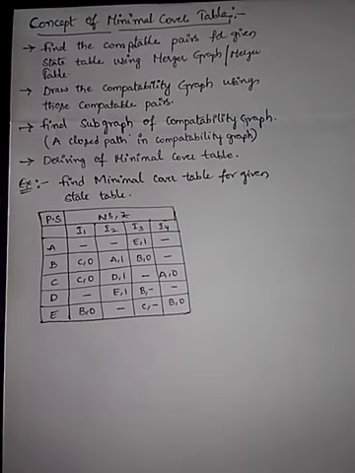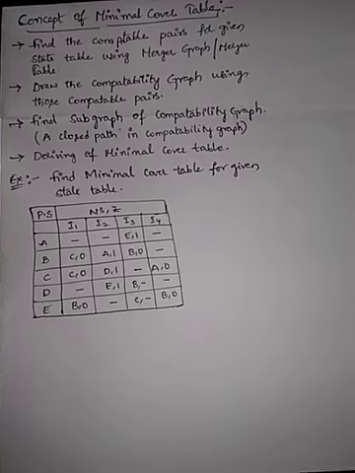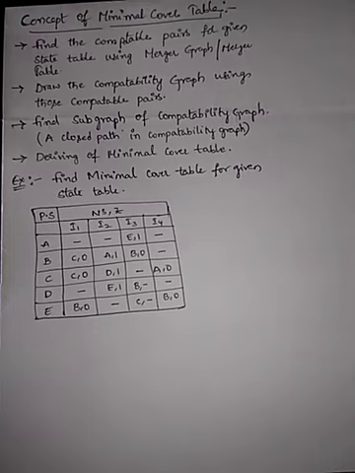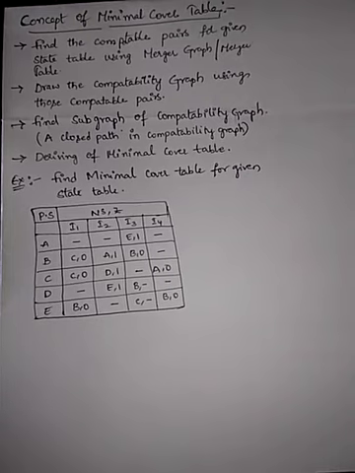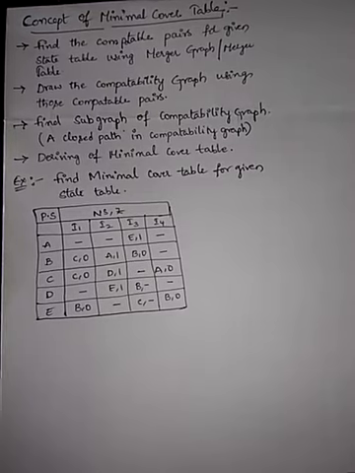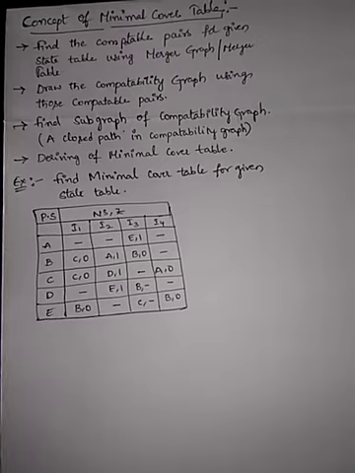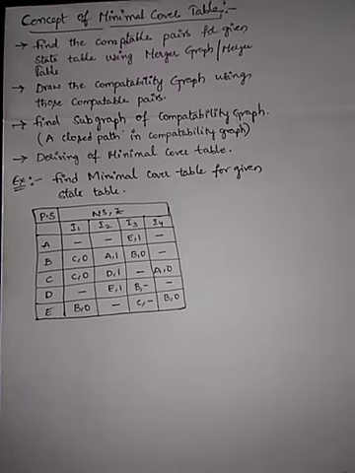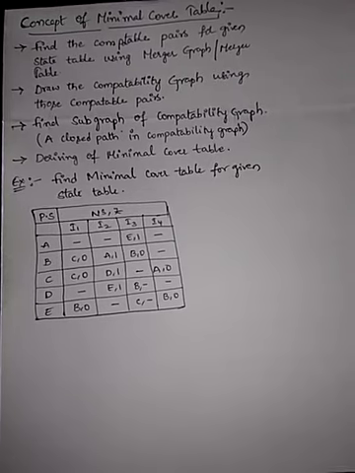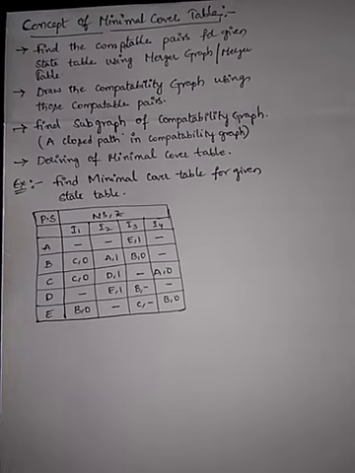Next, after finding that, the second step is you need to draw the compatibility graph. That means in the previous step we list out some compatible pairs, right? So with the help of those pairs, you need to draw one compatibility graph. How to draw the graph, we will see with an example. So just remember what the next step is. And then the third one: after drawing the compatibility graph, you need to find the subgraph of the compatibility graph. Subgraph means in the compatibility graph you have drawn, you will find a closed surface.